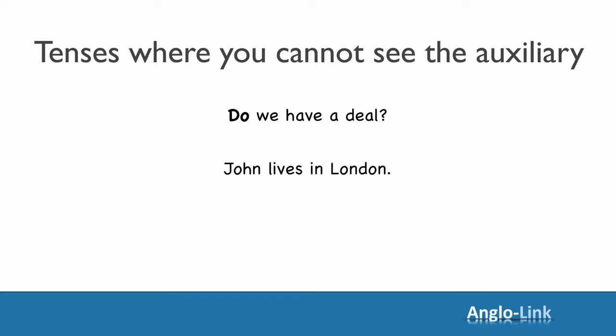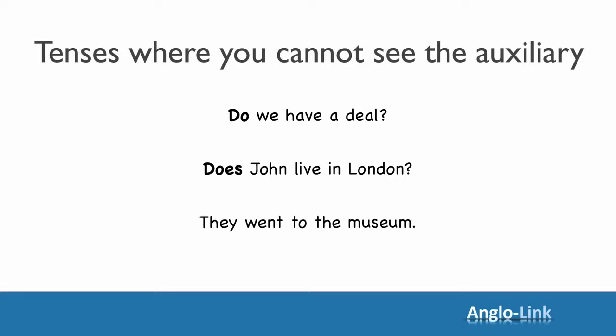John lives in London, present simple. Here we have John, he, so you need the auxiliary does. Does John live in London? Notice that the s disappears from live because it's on does. And finally, in the past simple, they went to the museum. The auxiliary is did. Put it at the beginning of the sentence and change went back to go. Did they go to the museum?